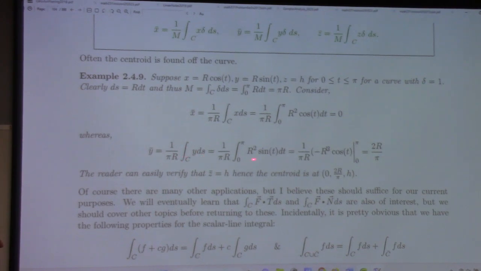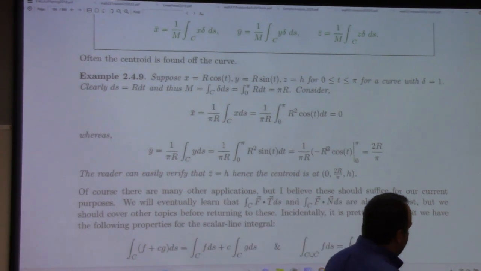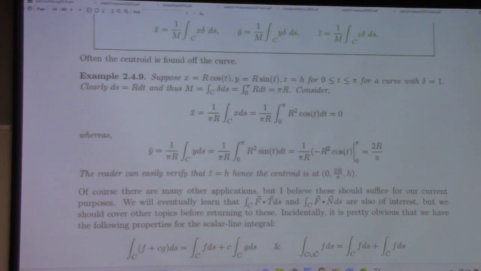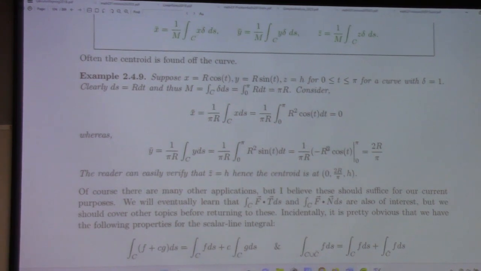Now, the y ds integral, sine, that works out to 2. So we get 2r over pi. So let's see here, 2r. So basically, what's 2 over pi? It's about 2/3, right? Something like that. All right, you guys have any questions?